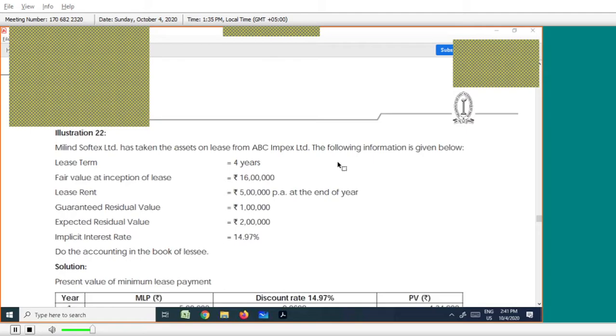Tell me whether this particular lease is a finance lease or operating lease as per you. Don't look at the answer. By going through the question alone, you tell me whether this is a finance lease or operating lease. What type of lease it is. Are you there?